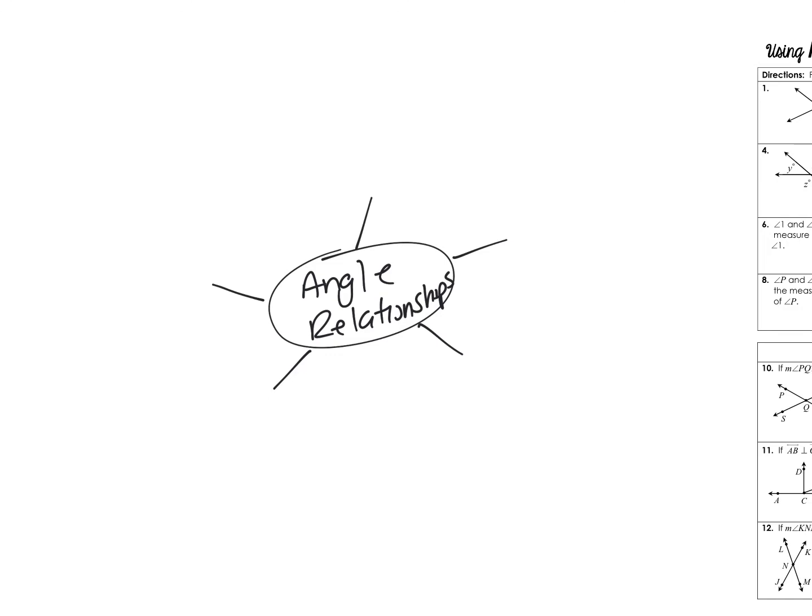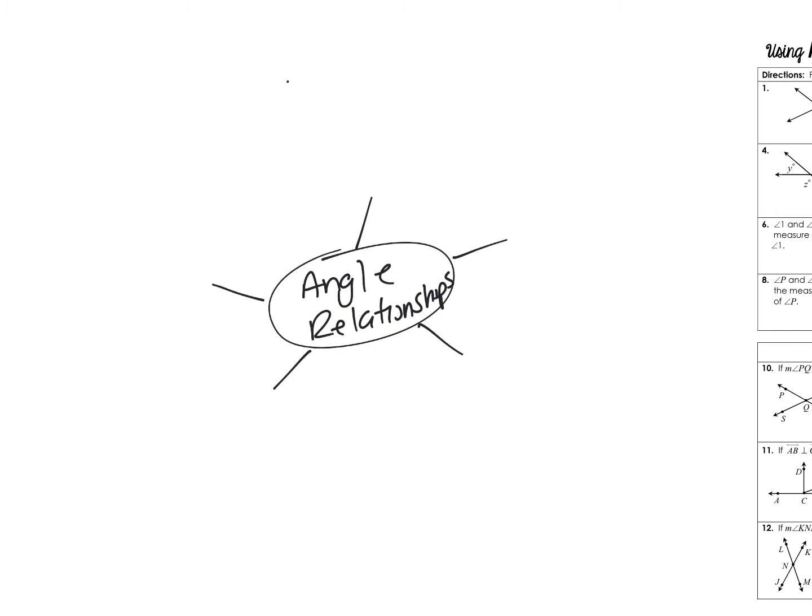I've got this graphic organizer that I want to do with you guys, and I don't have a printout for this, so you'll actually need to write this on a sheet of paper. But angle relationships, there are 5 different types of angle relationships. You've already learned the types of angles: acute, obtuse, right, and straight. So now we've got the 5 angle relationships.